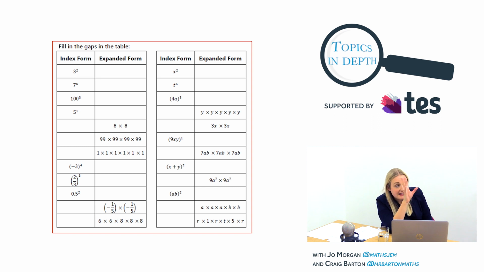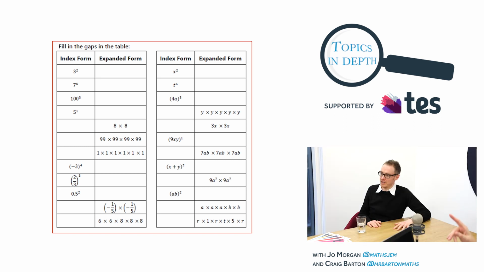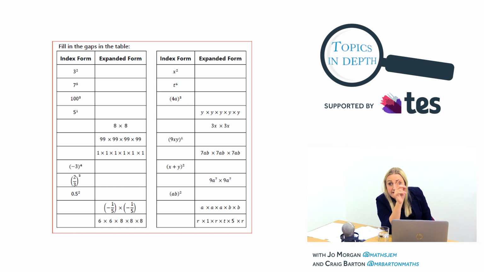I'll tell you where they totally can't do this. But bear in mind, they haven't done index laws. This is notation. The one on the right hand side, nearest the bottom, it's 9a to the power 7 times 9a to the power 7. That's where the very best students get stuck. They put their hand up at that point. And it's just 9a to the power 7 squared. That's all I'm looking for there.